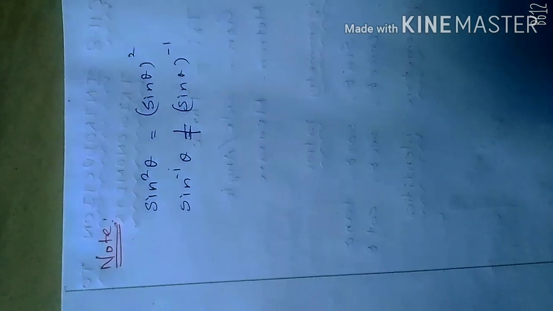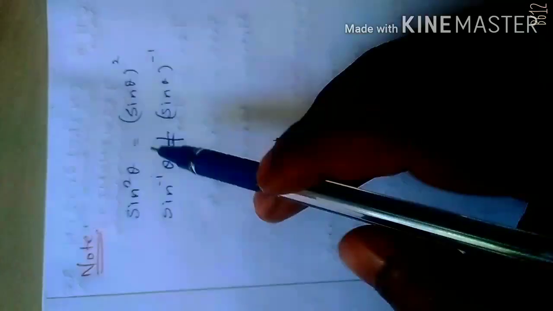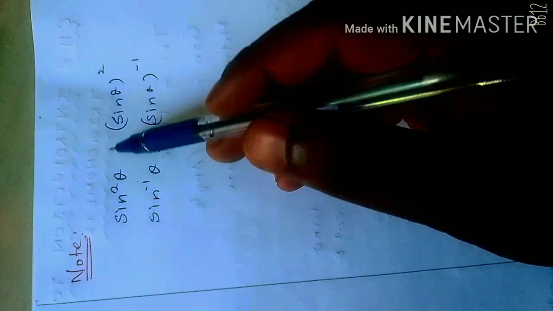Next, note this point. Suppose sine square theta is there, we can write it as sine theta the whole square. Both are equal. But if sine inverse theta is there, we can't write it as sine theta the whole inverse. It is not equal. Sine inverse theta means 1 by cosecant theta. The inverse of sine is cosecant, and the inverse of cosecant is sine. Clear. This is not only for this identity, but for all the identities.